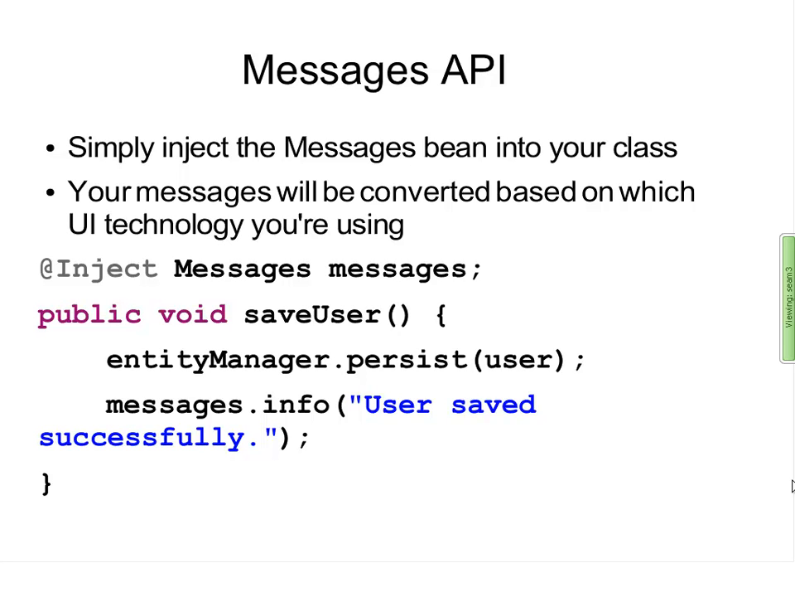We can see that the Messages object is being injected into our class at the top. Then inside the save user method, we invoke the messages.info method to create a message. We also have the option of specifying a resource key or type safe message at this point if we want to. Behind the scenes, the message gets converted into whatever format is required by the view layer. So if you're using Seam Faces, it will get converted into a FacesMessage, which is then rendered in the user interface.